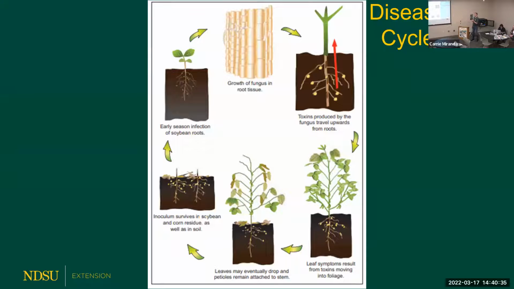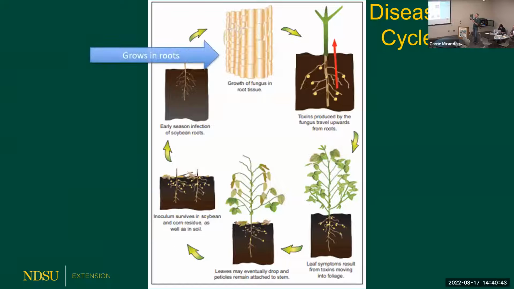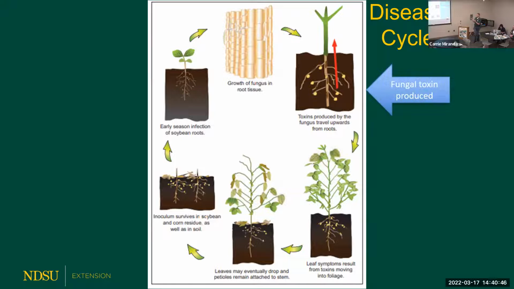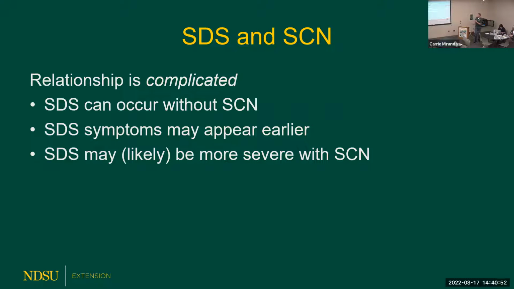And so the disease cycle, and I'm adding this in here again just to note that the pathogen is only present in the roots and that it's a toxin that is produced and goes upward, which causes the foliar symptoms and the stem symptoms. The relationship is complicated because SDS can occur without soybean cyst nematode, but it's likely that symptoms appear earlier, are a little more contrasted, and the yield impacts are likely more severe with SCN present.